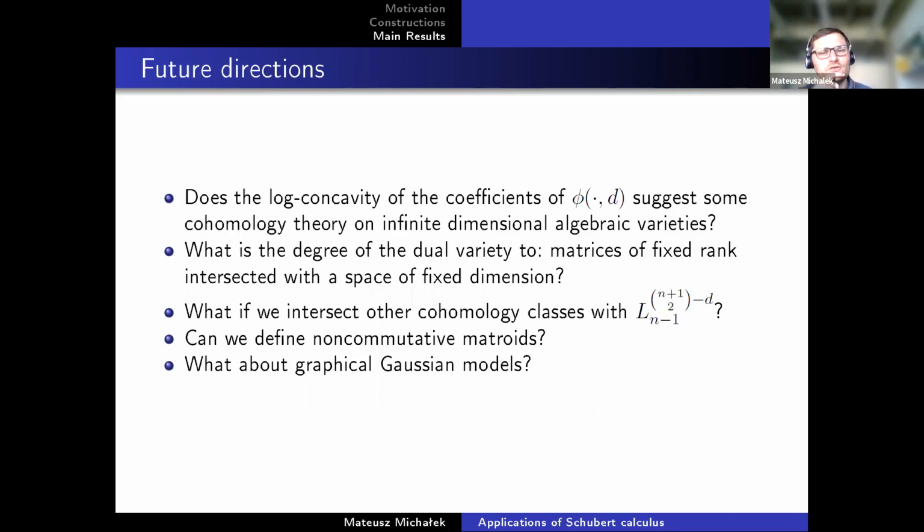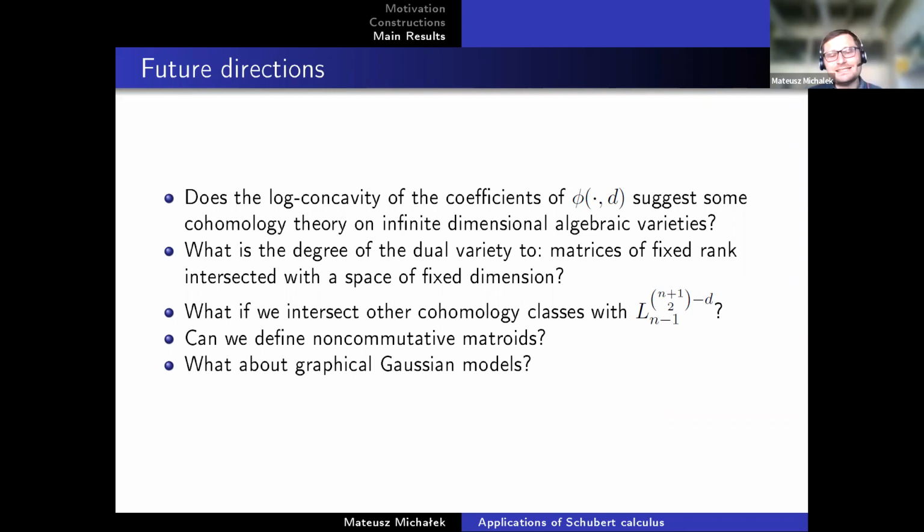I think there are a lot of future directions to follow, like this log concavity that I mentioned. There is a very nice basic result. We take a space of matrices of fixed rank I, we cut it with a space of fixed dimension, and we ask for the degree of a so-called dual variety. Again, some polynomiality results are expected, but it's still open in general. We could change the cohomology class with which we intersect. We again would expect a polynomiality result.